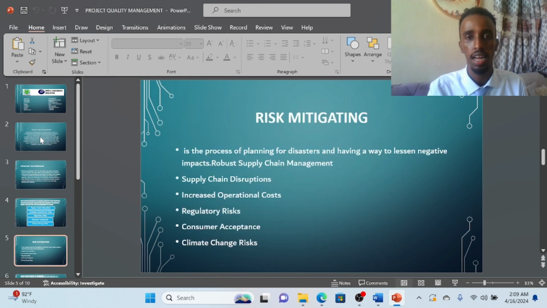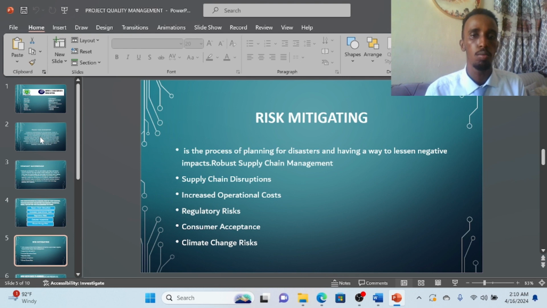Risk mitigation. In this process, we plan for disruptions and have a way to lessen negative impacts through robust supply chain management. Supply chain distribution means they have a big connection of supply and chain distribution. Also, to mitigate the risk, we have to increase operational cost.